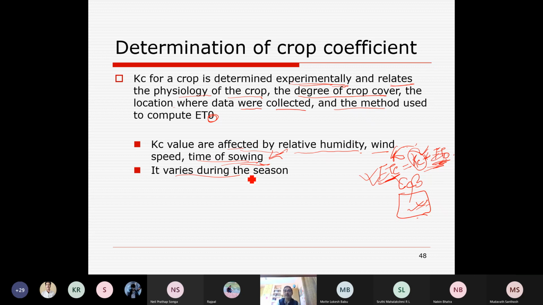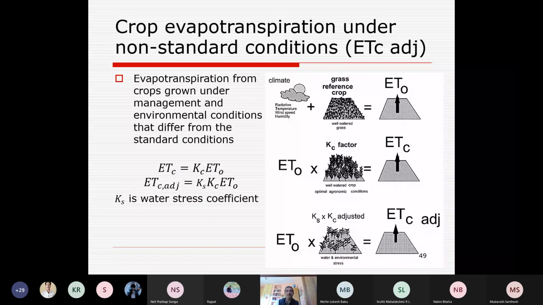So it is different by season, because it is a time, it is a season. I have already shown it. So Kc varies during the season. Now crop evapotranspiration under non-standard condition, that is ETc adjusted. It is basically the condition when there is cloud, just like climate, radiation, temperature, wind speed. We are simply using reference grass, well watered grass, to get the reference evapotranspiration.